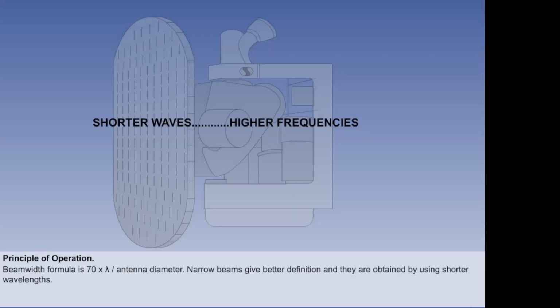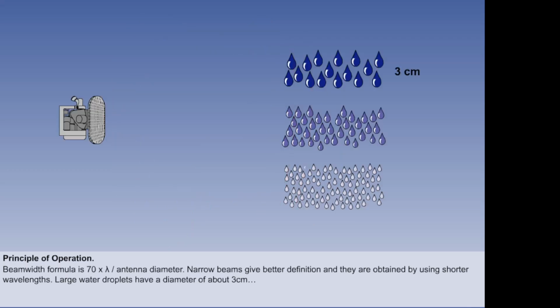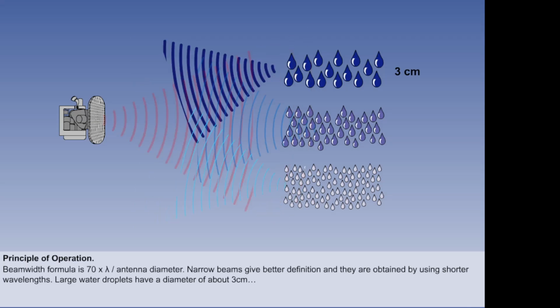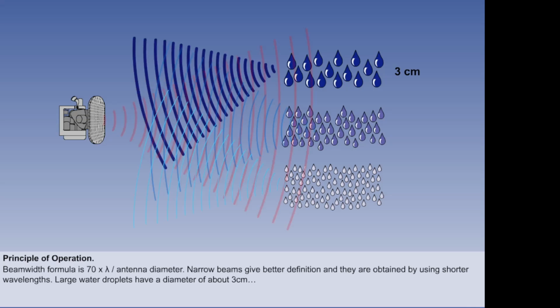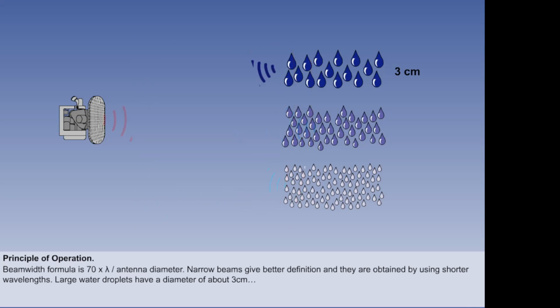Narrow beams are produced by having larger antennae, but as this is not possible on an aircraft, shorter wavelengths or higher frequencies have to be used instead. The choice of radar frequency is largely determined by the purpose of the radar, which is to detect large water droplets and wet hail.